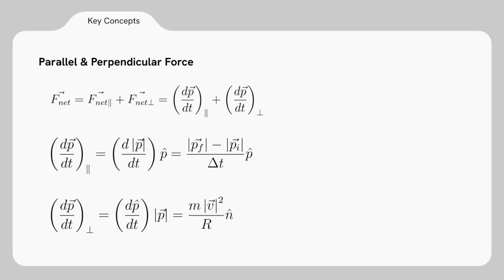The parallel component is parallel to the direction of motion and impacts the change in speed of the object. The perpendicular component is perpendicular to the direction of motion and impacts the change in the direction of the motion.